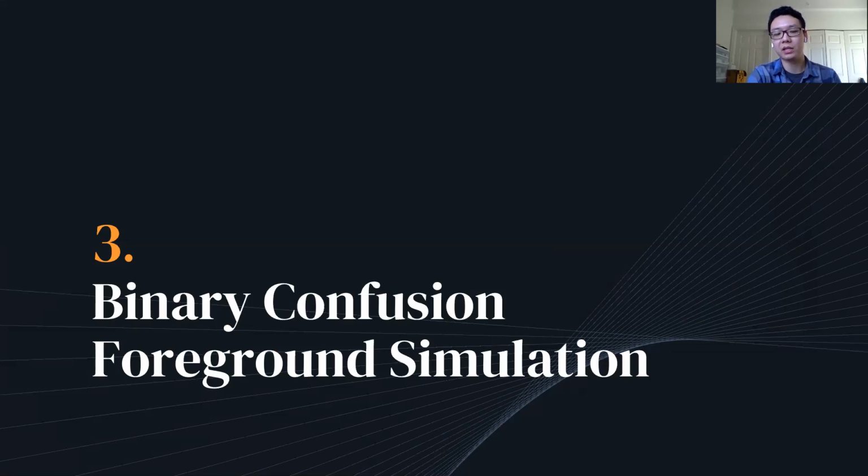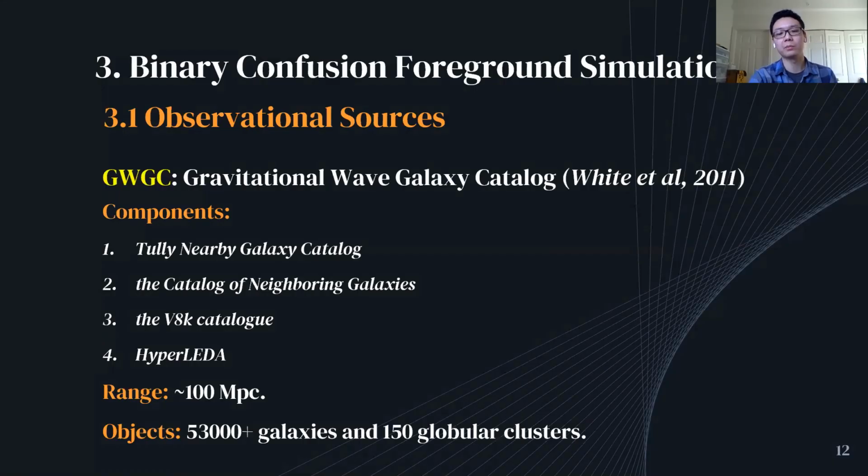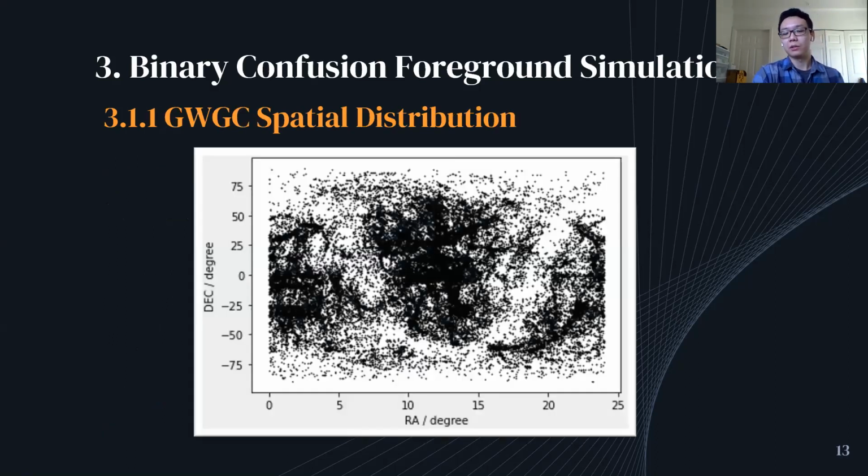The next step is to simulate the signals. Obviously, we don't want to put the potential sources anywhere in the universe, so to get a realistic location of the source, we use currently available electromagnetic observations to guide our simulation. Here we introduce GWGC, the Gravitational Wave Galaxy Catalogue, constructed from 4 independent previous catalogs, which has an observation depth of around 100 megaparsec, including about 53,000 galaxies and 150 globular clusters. Each galaxy serves as a location for many of the potential compact binary systems. And here is what the 53,000 galaxies of the GWGC catalog look like.